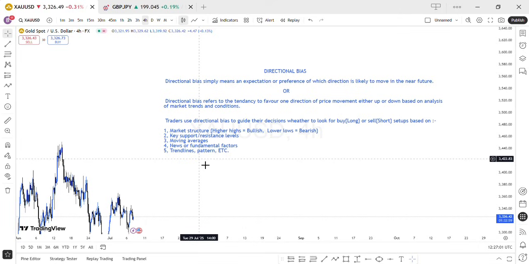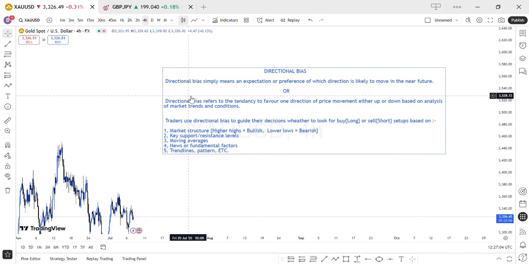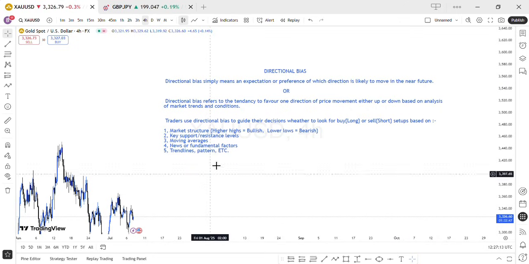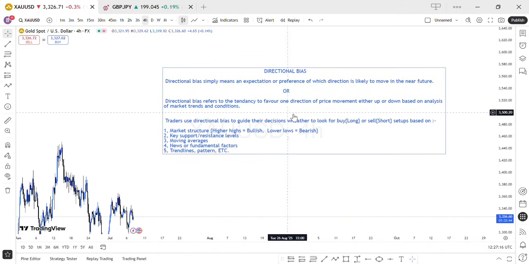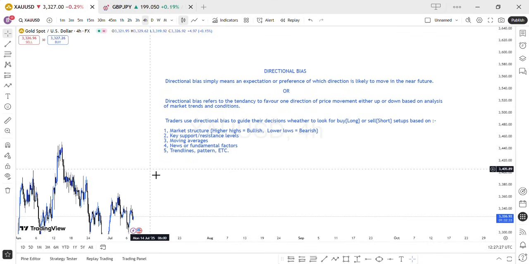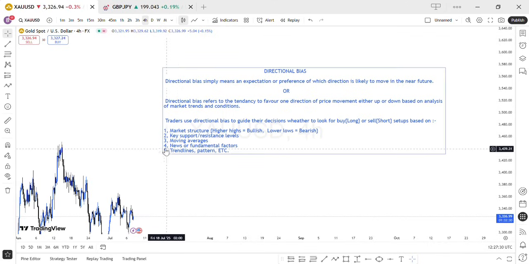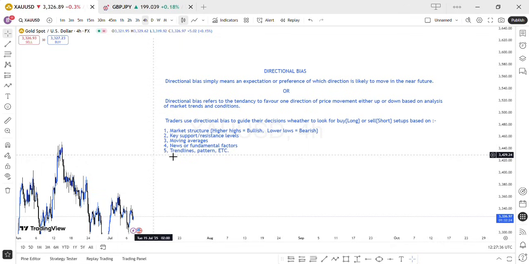First of all, I'll have to repeat again. Directional bias simply means an expectation or preference of which direction price is likely to move in the near future, or the tendency to favor one direction of price movement, either up or down, based on analysis of market trends and conditions. Remember, I use market structure, which is the higher highs and the lower lows, then trend lines. That's only what I use in checking out directional bias.